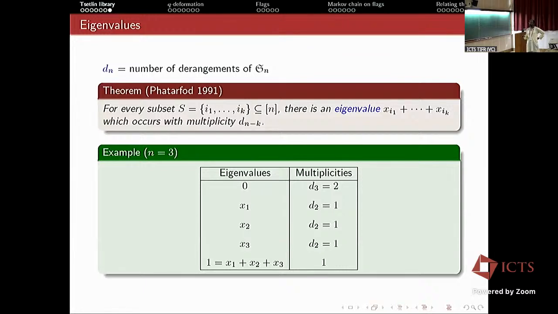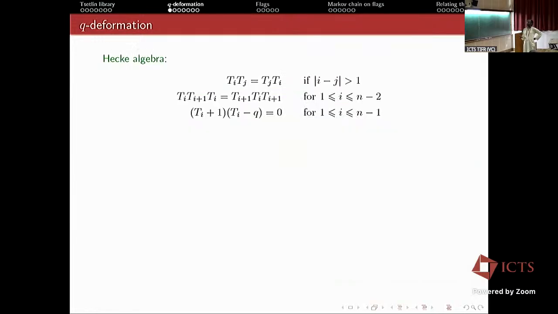So in this example of the matrix I showed you, the eigenvalue zero occurs twice. x1, x2, x3 each occur once, and the sum is of course the Perron eigenvalue. And notice that there is no x1 plus x2. Why? Because D1 is 0. There is no derangement of size 1. So that's it.